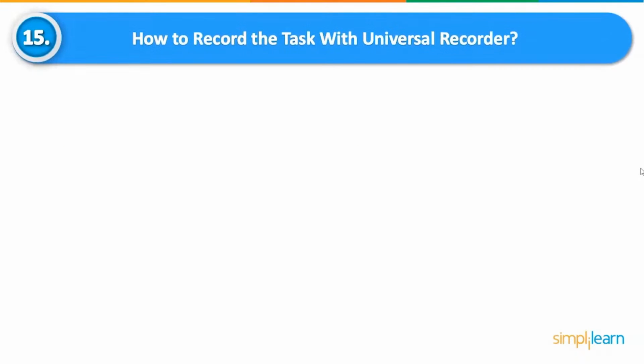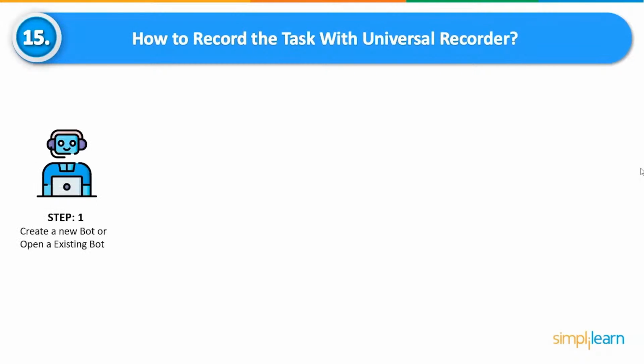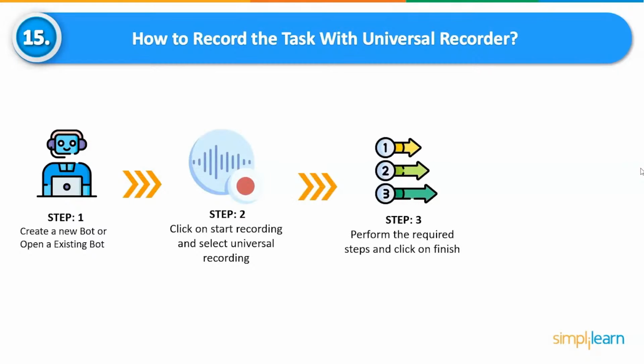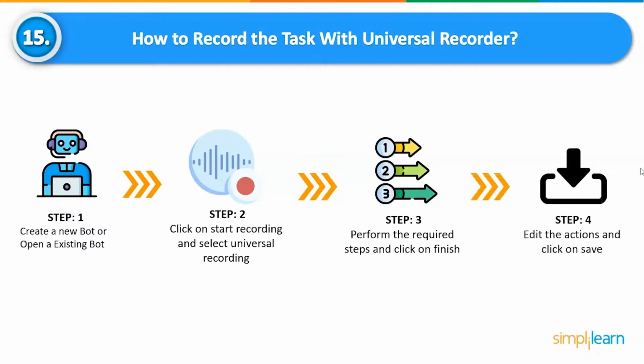How to record the task with Universal Recorder. Step 1. Create a new bot or open an existing bot. Step 2. Click on Start Recording and select Universal Recording. Step 3. Perform the required steps and click on Finish. Step 4. Edit the actions and click on Save.